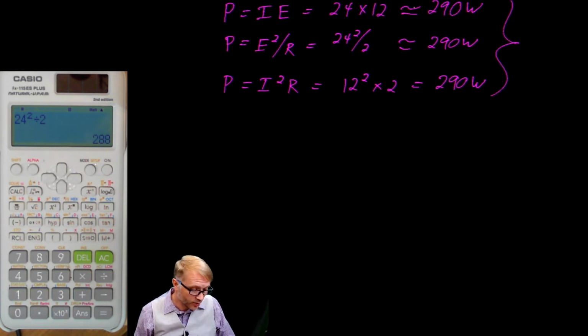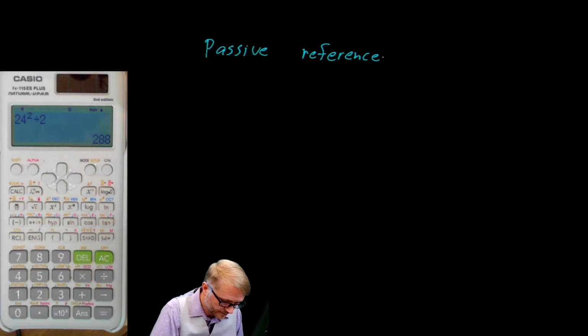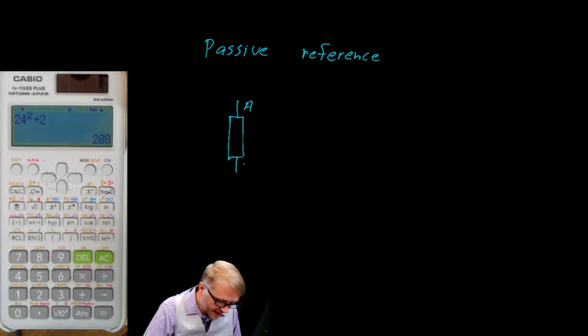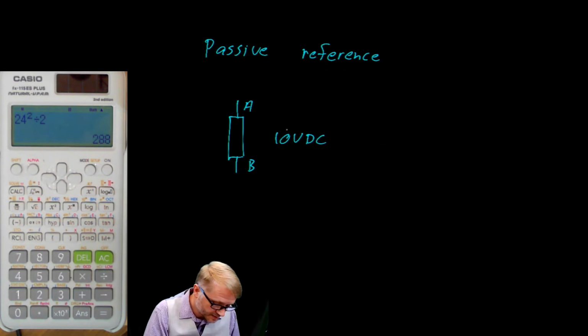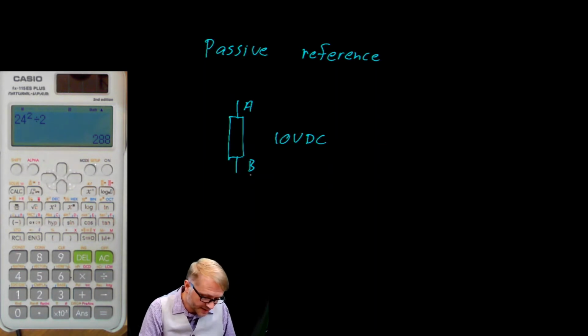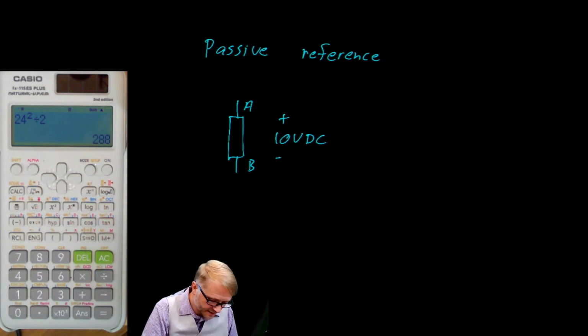Your author at this point talks about the passive sign reference. So passive reference. And I would like you to consider two elements. So we'll let this be A and B, and we'll let this be 10 volts DC. Now, do you remember what that meant? So that means voltage A with respect to B reads positive 10 volts.